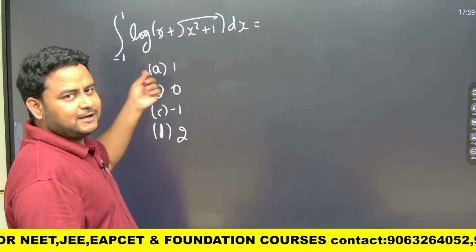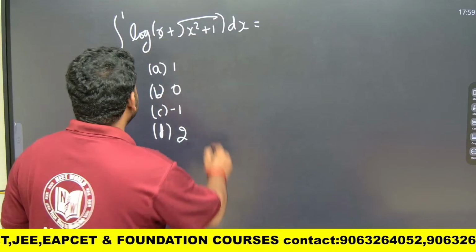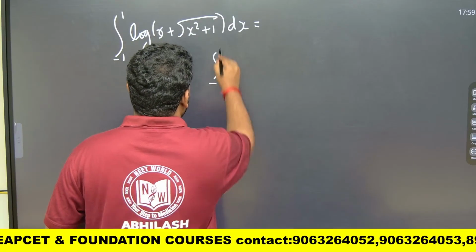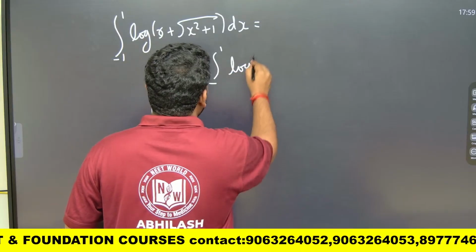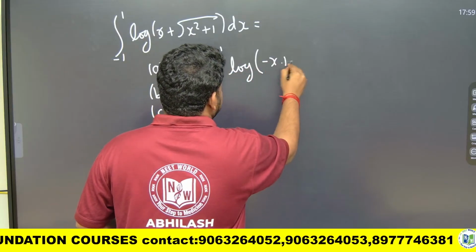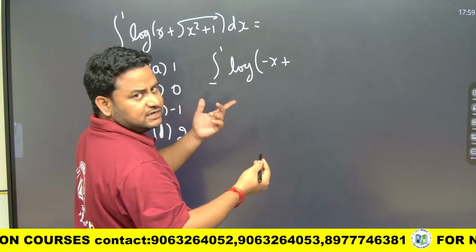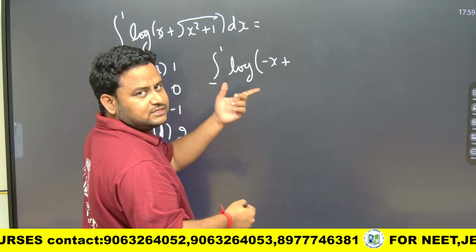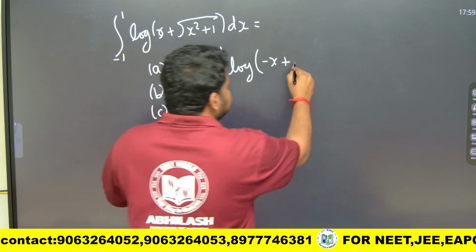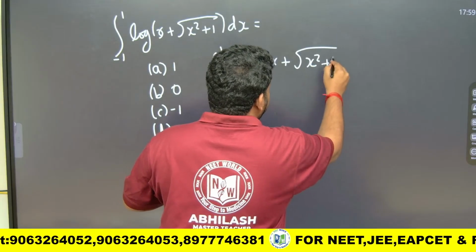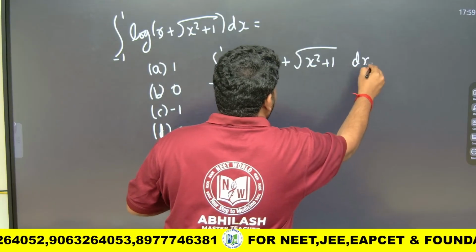So if I apply f of minus x here, what will happen? This will become integral from minus 1 to 1 of log of minus x plus square root of minus x whole square plus 1, which is nothing but x square, so it will become x square plus 1, dx.